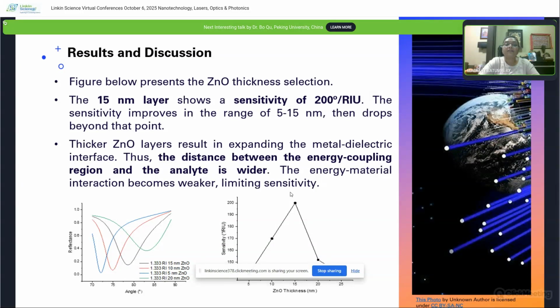Therefore, a thicker zinc oxide layer results in expanding the metal dielectric interface. Thus, the distance between the energy coupling region and the analyte is wider, and the energy material interaction becomes weaker, limiting sensitivity.